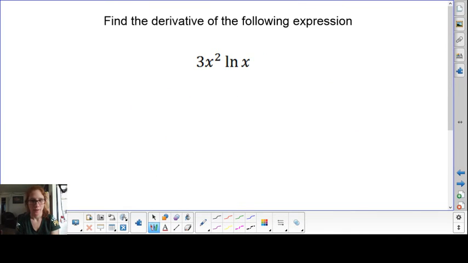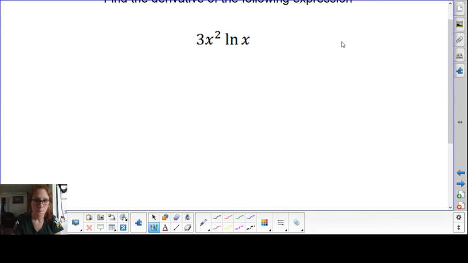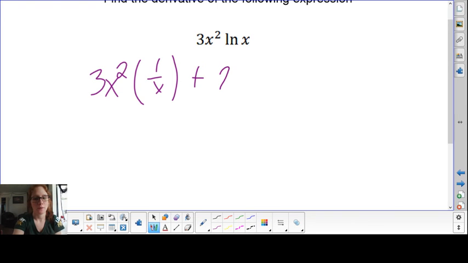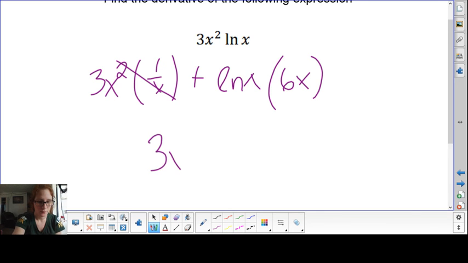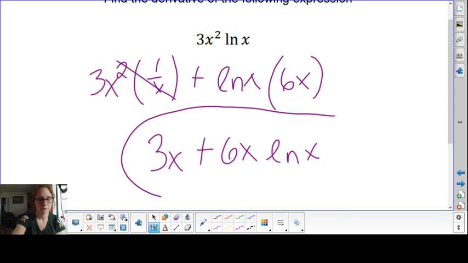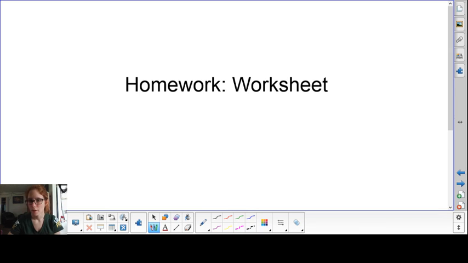This one we're going to go ahead and have to do a product rule with. So I have the first, which is 3x squared, times the derivative of the second, which is 1 over x, plus the second, which is natural log of x, times the derivative of the first, which is 6x, which gives me, well, I have 2 on top, 1 on bottom, so those cancel, so I'm left with 3x, plus 6x natural log of x. Alright, there's your homework.